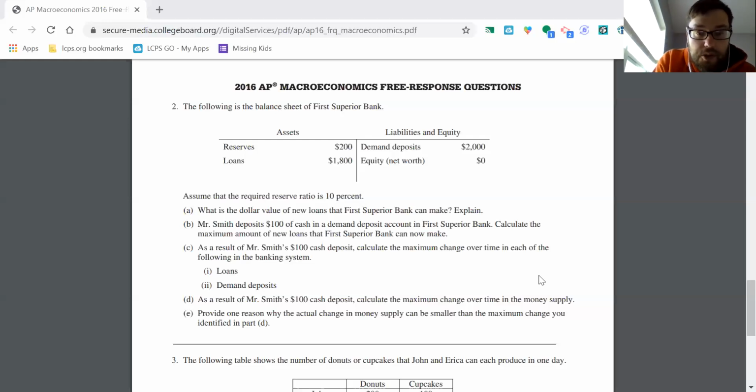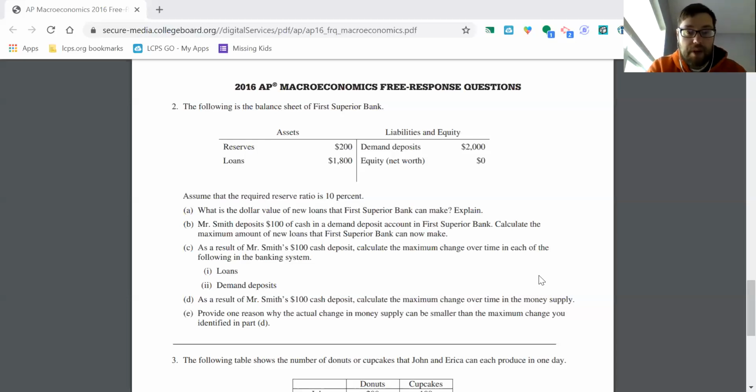Okay, so let's go to part C now. As a result of Mr. Smith's $100 cash deposit, calculate the maximum change over time in each of the following of the banking system. This should strike you as a money multiplier question. Anytime you see this, calculate the maximum change, you should think, for sure, think multiplier of some sort. In this case, it's a bank money multiplier, right?